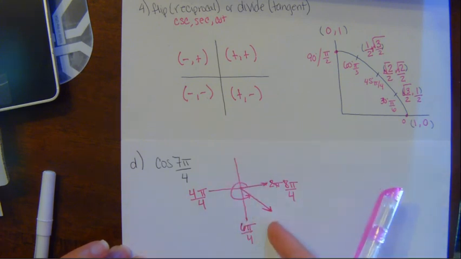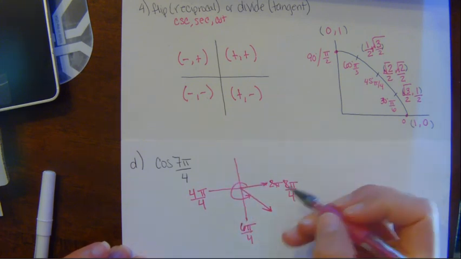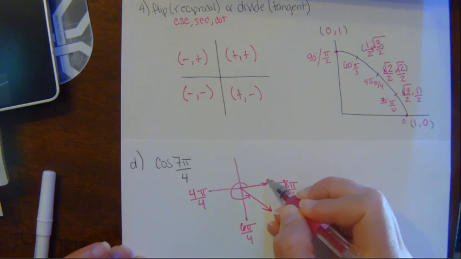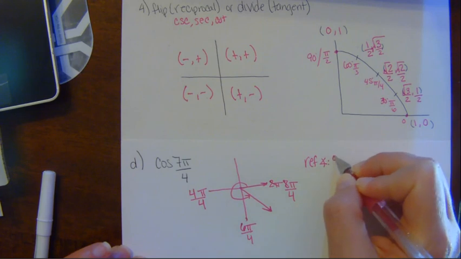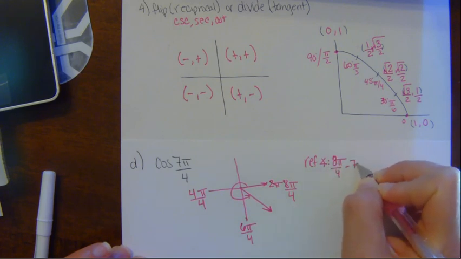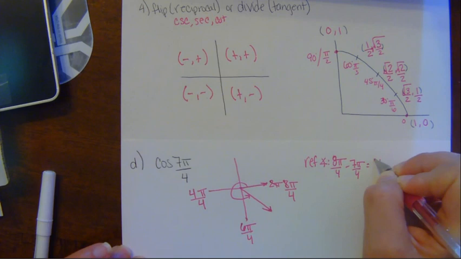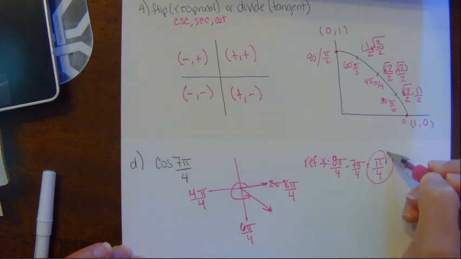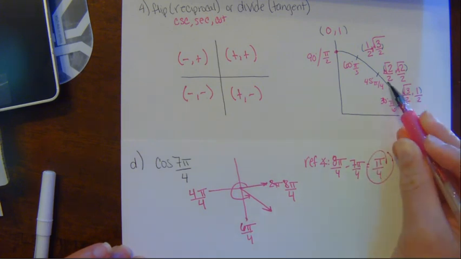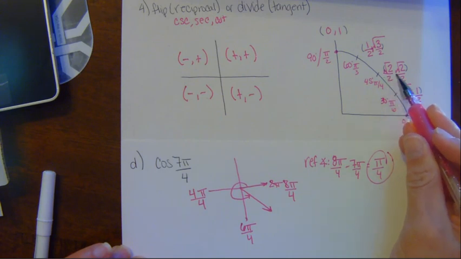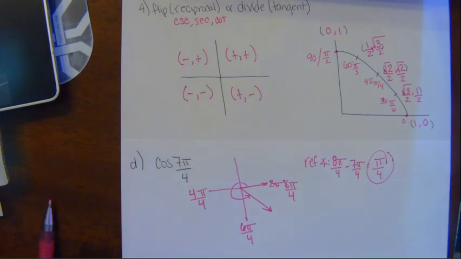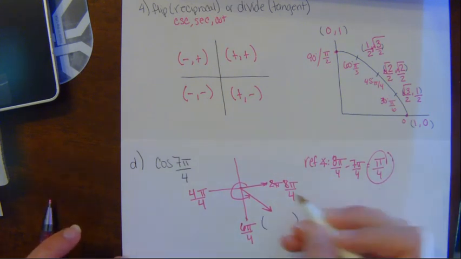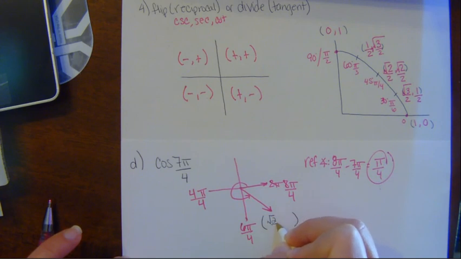Okay, so now I have 7 pi over 4. I want to figure out how far I am until I get to that x-axis. So if I find my reference angle, I'm going to take 8 pi over 4 minus 7 pi over 4, and I get pi over 4. That pi over 4 is what I'm going to use for my ordered pair for my chart. So for pi over 4, I'm stealing this ordered pair, radical 2 over 2, radical 2 over 2, and I'm going to put that on my chart, just like I did with degrees.